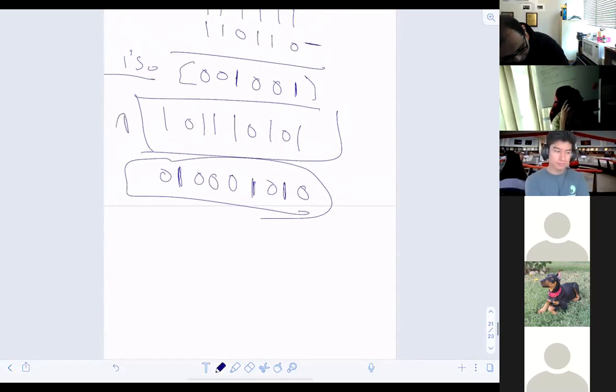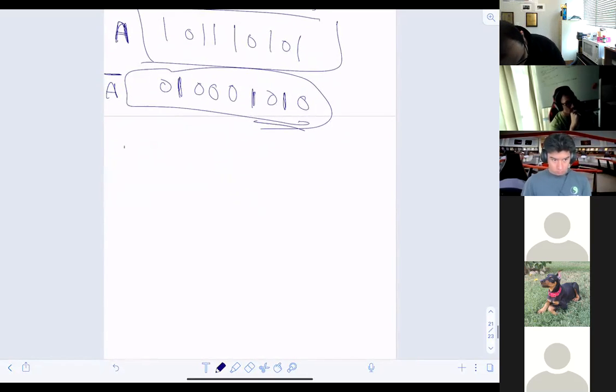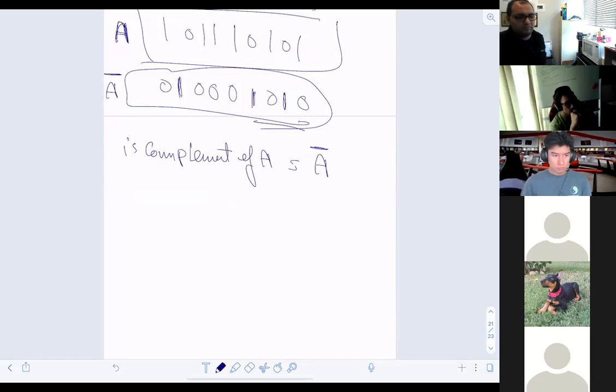So if this number is represented by something called A, the 1's complement of it is A with a dash on top, like this. That's called the complement, or 1's complement. So the 1's complement of A is equivalent to... sounds good?